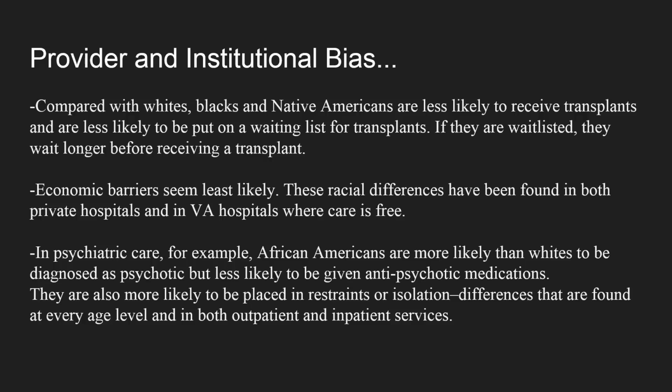Furthermore, economic barriers seem to be the least likely cause. These racial differences have been found in both private hospitals and in VA hospitals where care is free. In psychiatric care, for example, African Americans are more likely than whites to be diagnosed as psychotic, but less likely to be given antipsychotic medications. They are also more likely to be placed in restraints or isolation, differences that are found at every age level and in both outpatient and inpatient services.